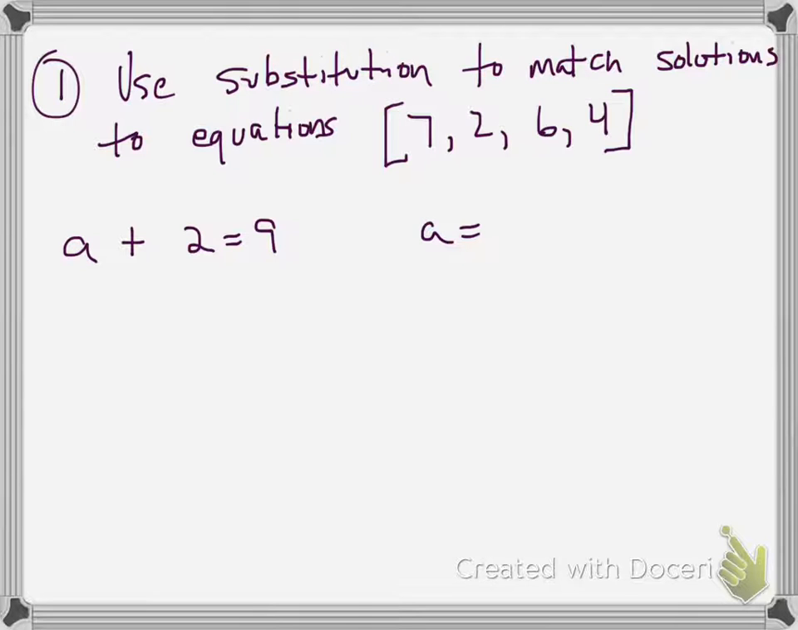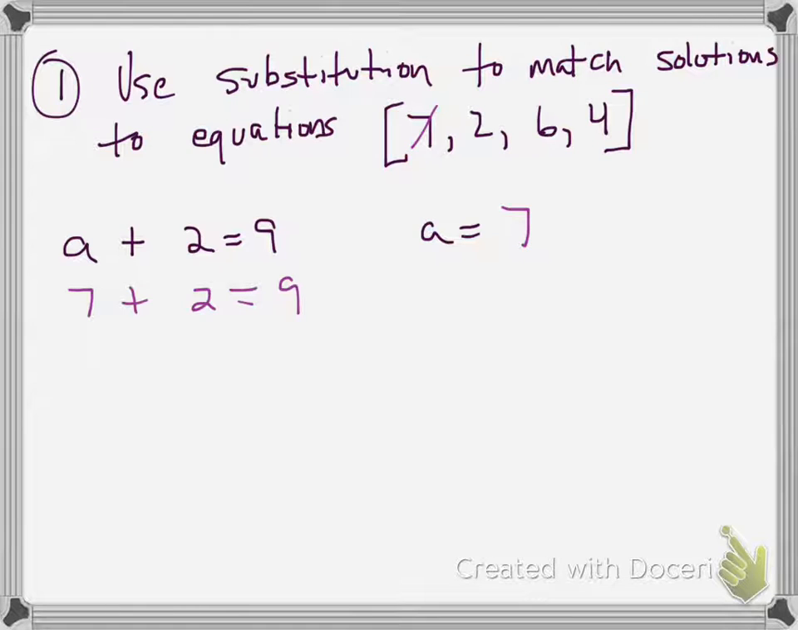We have a plus 2 equals 9. I could replace it with the first one, and I think I'm going to get lucky here. 7 plus 2 equals 9. Is that true? That is true. So in this case, a equals 7, and I'm done with that one.